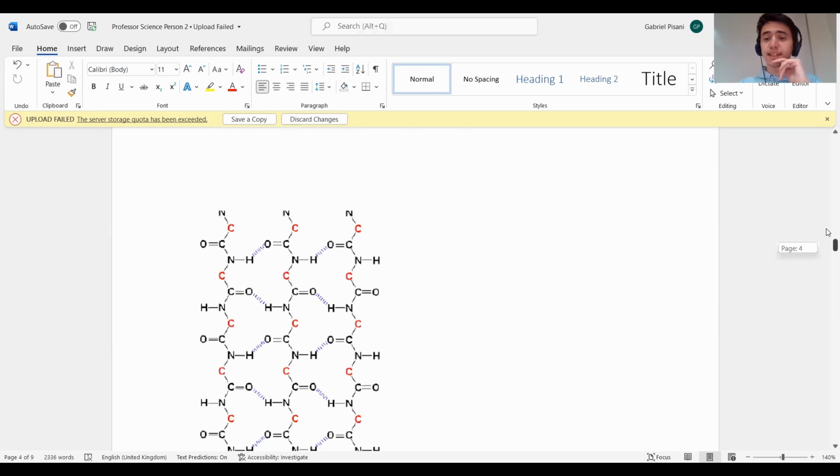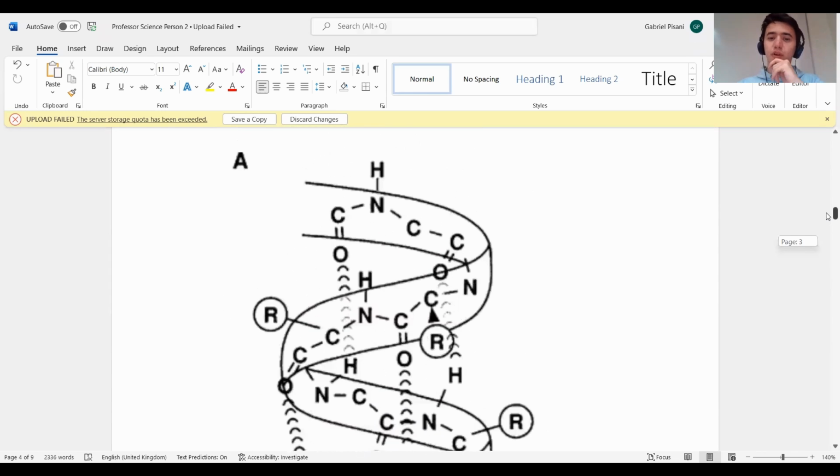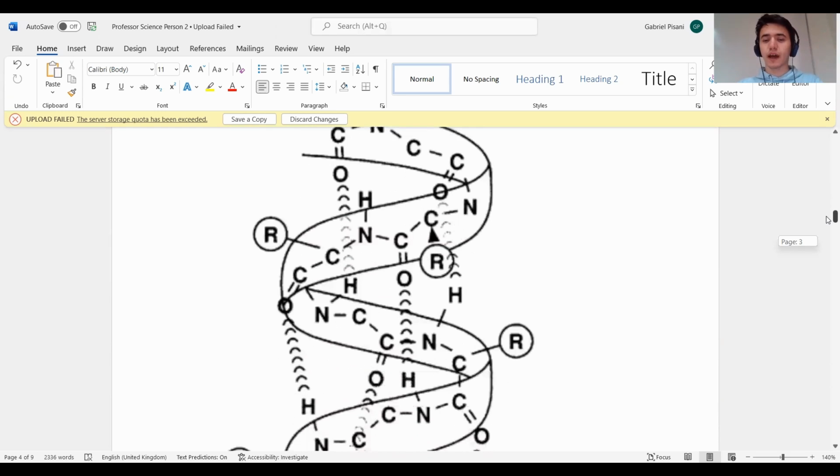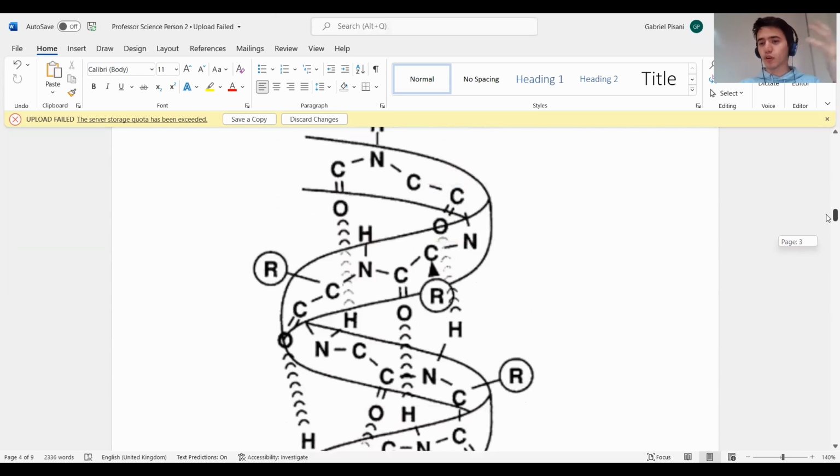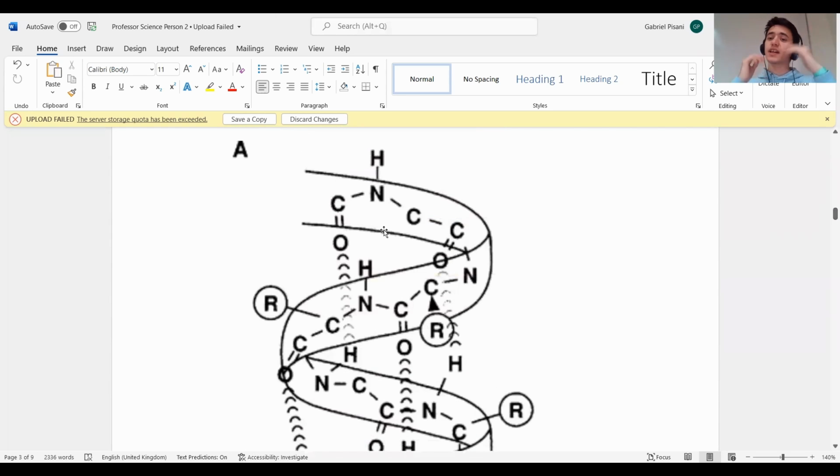Here we see an alpha helix, another typical example of secondary structure. Now, this is a bit more complicated. However, essentially, hydrogen bonding via the backbone of the amino acids is forming this helical shape.